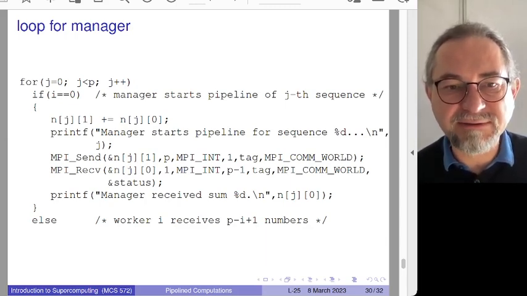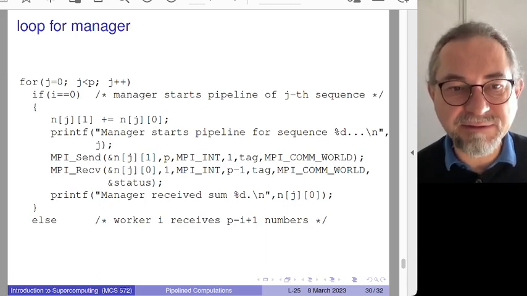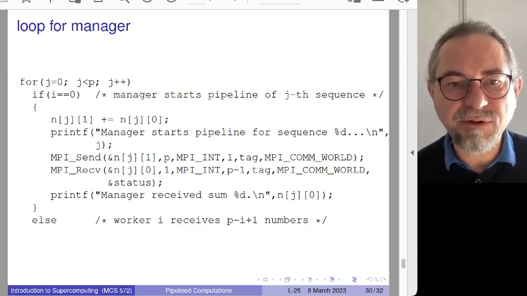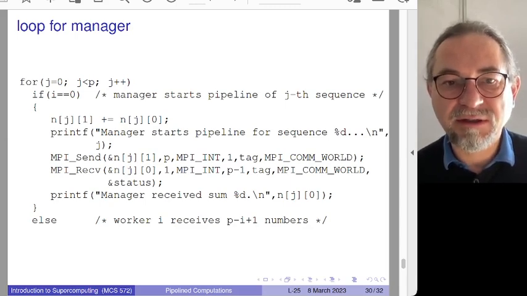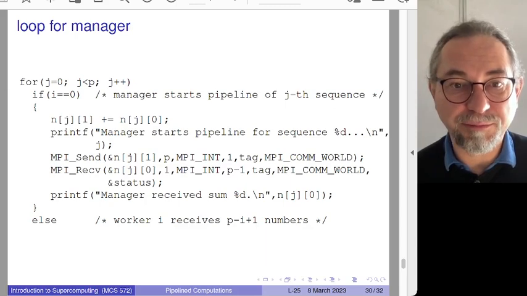So we have the sending and the receiving. So we send in this pipeline, the destination is 1 and the receiving comes from p minus 1. So we are respecting the pipeline topology.